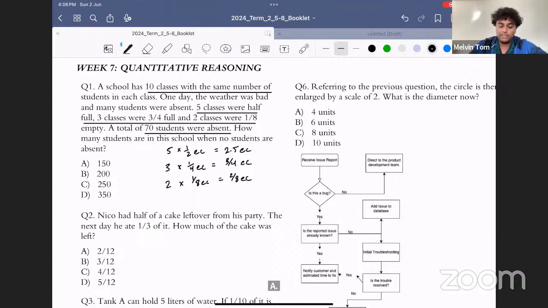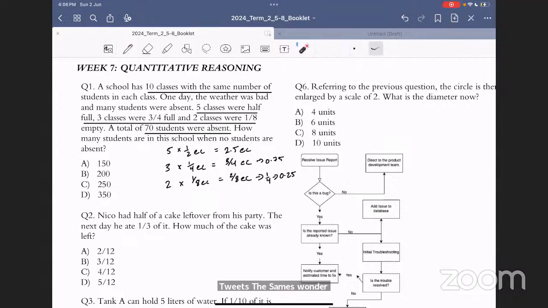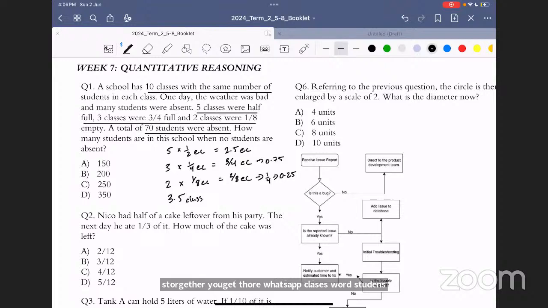So this tells us that there's 2.5 classes empty, 3/4 empty, and 2/8 empty. To make things a bit easier, 3/4 is the same as 0.75. 2/8 is the same as 1/4, which is 0.25. When you add all these together, you get 2.5 plus 0.75 plus 0.25, which is 3.5 classes worth of students. So 3.5 classes were empty.